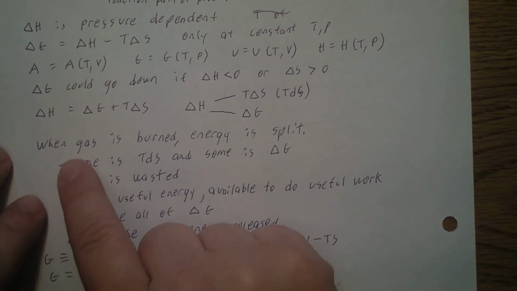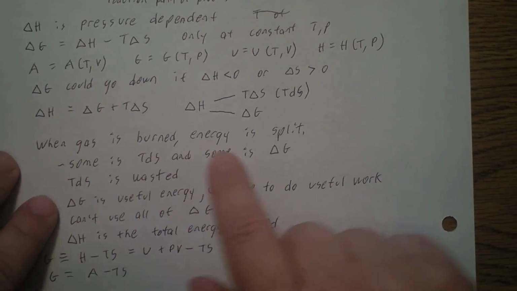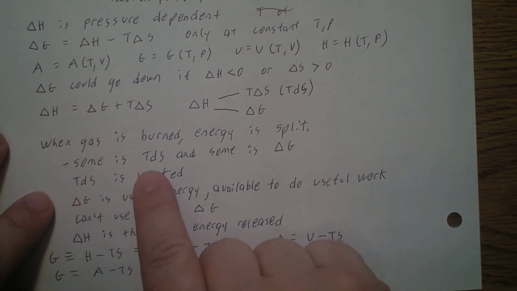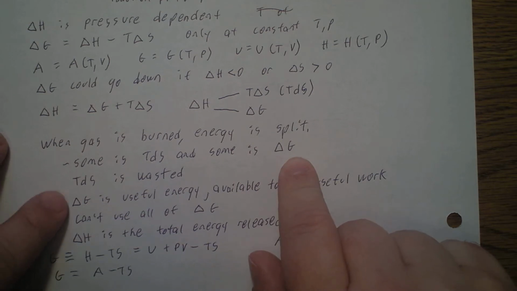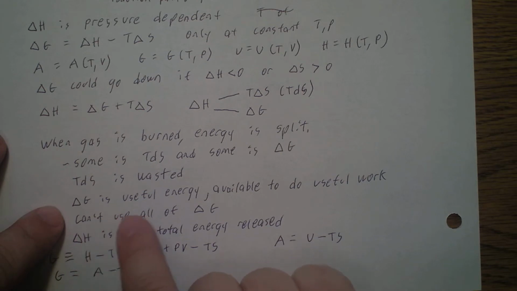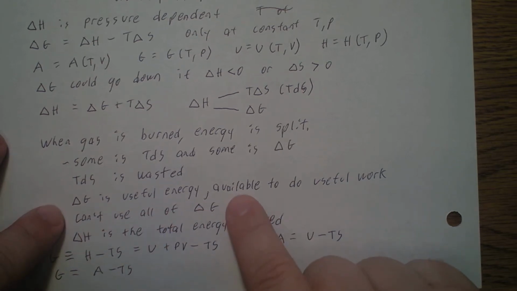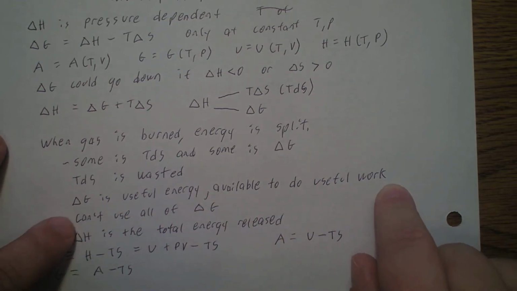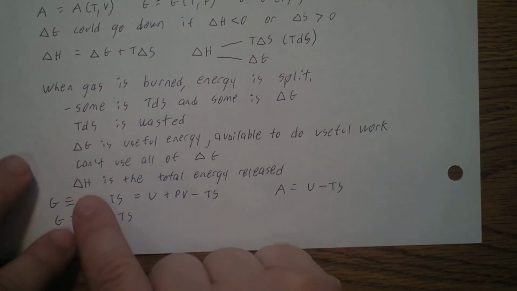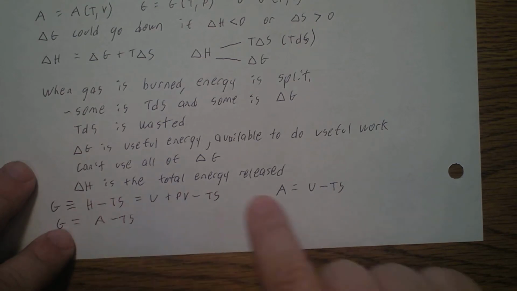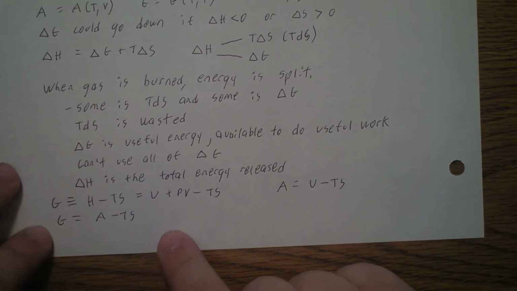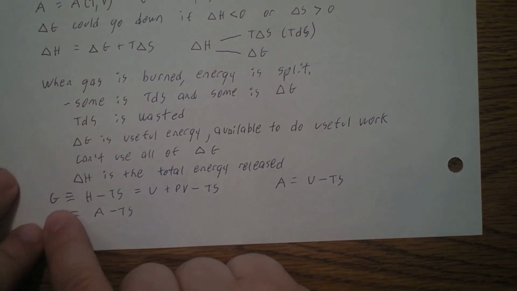For example, let's say we have some sort of gas being burned, the energy is going to be split. Some of that energy is going to become TDS, and some of it is going to become delta G. Now that TDS is basically wasted, but the delta G is useful energy, or it's available to do useful work. Unfortunately, of course, not all the energy is delta G. So delta H, the change in enthalpy, is the total energy released, and delta G is the useful energy released.